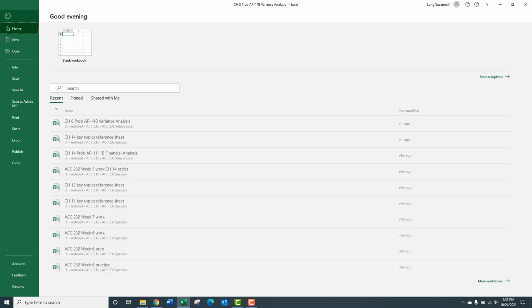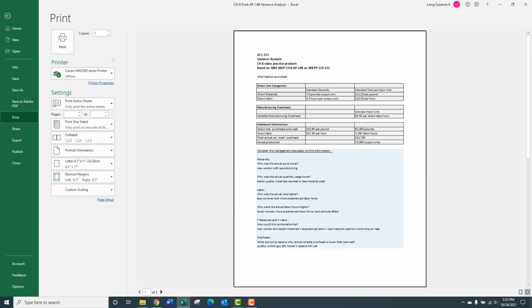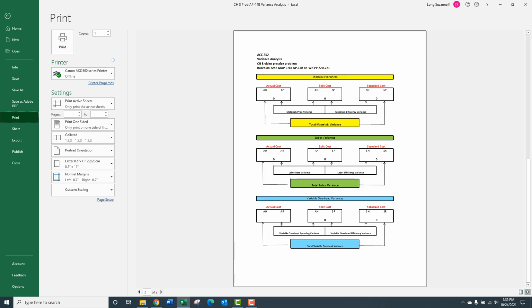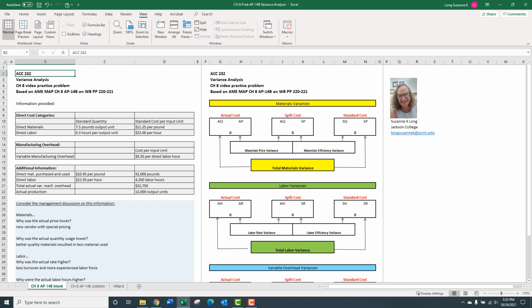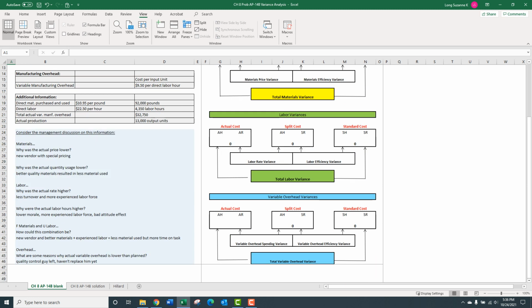All of these files are formatted to print. So if you were to print this one, it would look kind of like this. You've got the gray section, the blue section, and our three variances that we're going to work on today. So like a lot of things in accounting, I think the best way to go about this is to do it and talk about it as we're doing it. So let's get started. We are going to analyze materials, labor, and overhead.